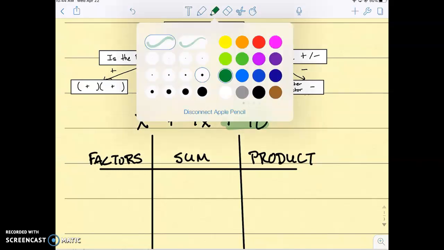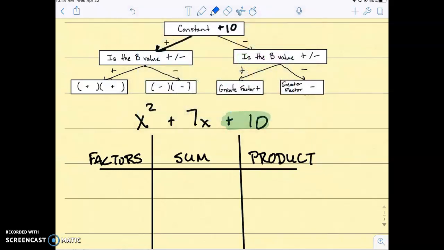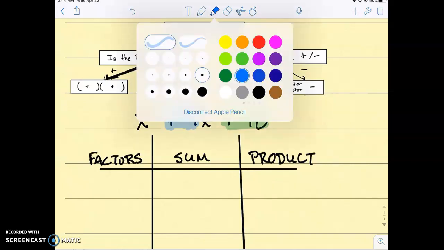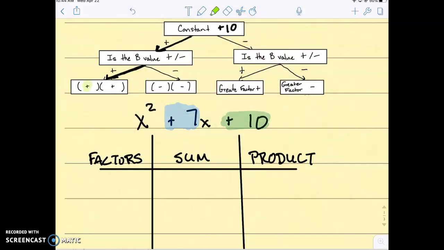Now I ask myself, is my b value positive or negative? Here's my b value. My b value is positive, so I'm going to follow my positive outcome. And what that tells me is that both of my factors are going to be positive, and I'm going to be adding them together. And you're like, okay, Miss Meyer, what does all this mean?